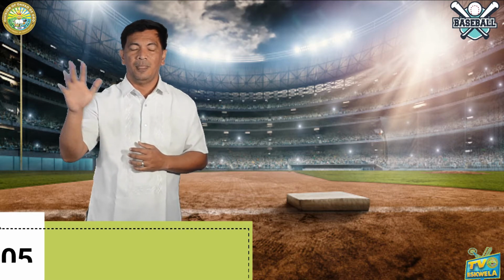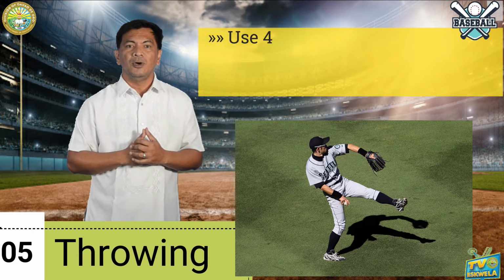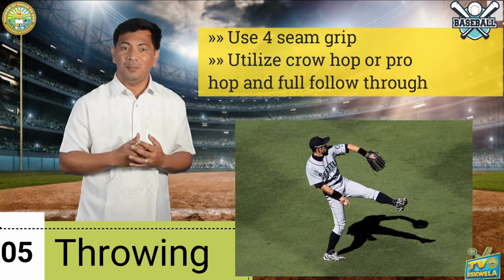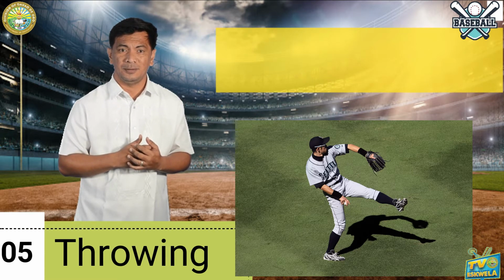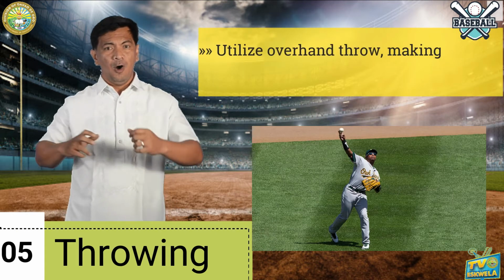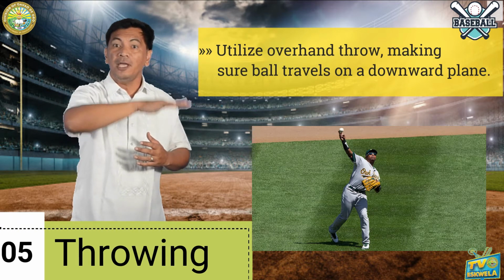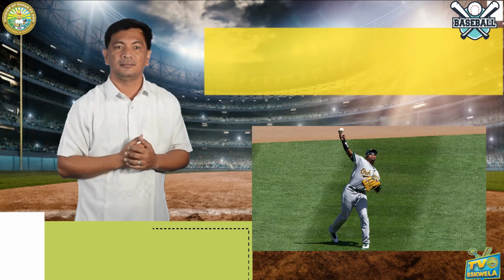Number 5, throwing. Use 4-seam grip. Utilize crow hop or pro hop and full follow through. Utilize overhand throw, making sure the ball travels on a downward plane. Those were the outfielder's techniques and fundamental checklist a baseball player must develop. For all baseball athletes out there, try these techniques, but be sure to always be safe in doing so.